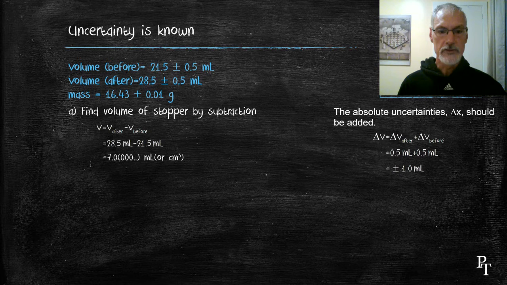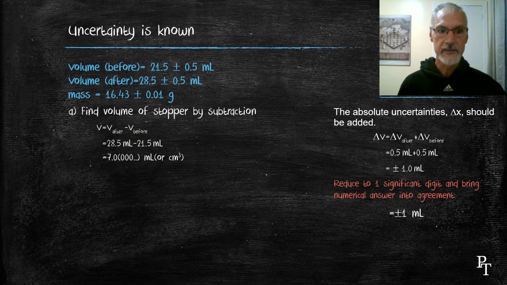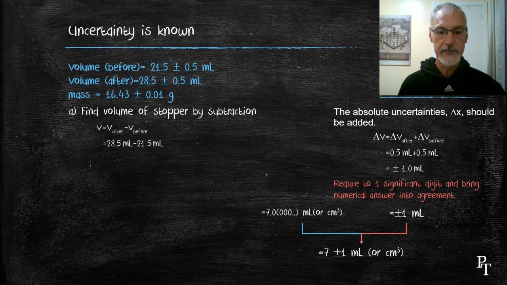Now, reduce the significant digits in our absolute uncertainty to 1 digit. This is common practice. So when I add those together, it shouldn't become 1.0 because that has 2 significant digits. I'm just going to reduce it to 1 milliliter, which has 1 significant digit. I now bring over my numerical answer from the calculation. I have to bring these two into agreement, meaning that they both must have the same number of decimal places. So my 1 milliliter is good to the ones column. I have to round the 7 off to the ones column. So my final answer here would be 7 plus or minus 1 milliliter.